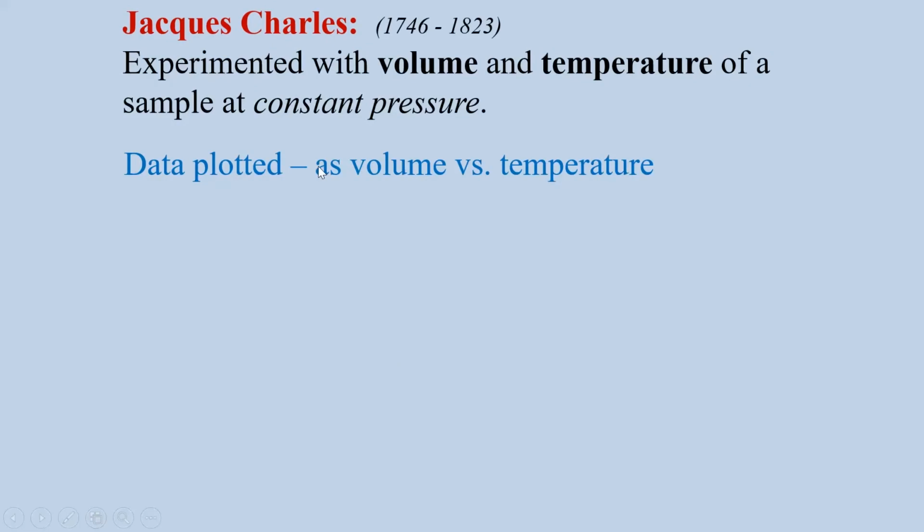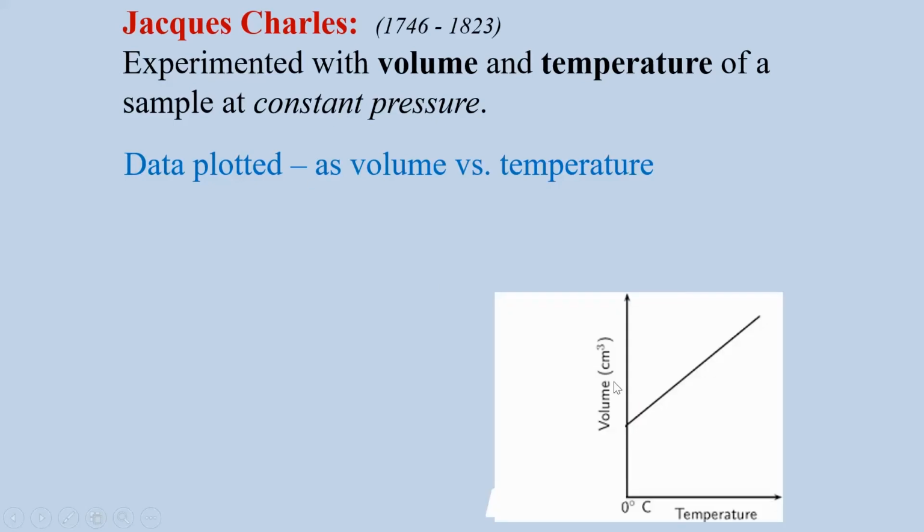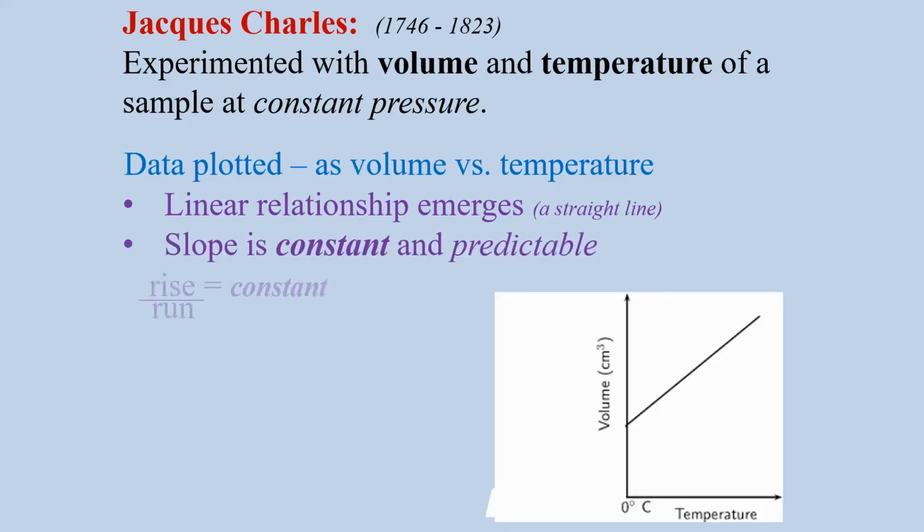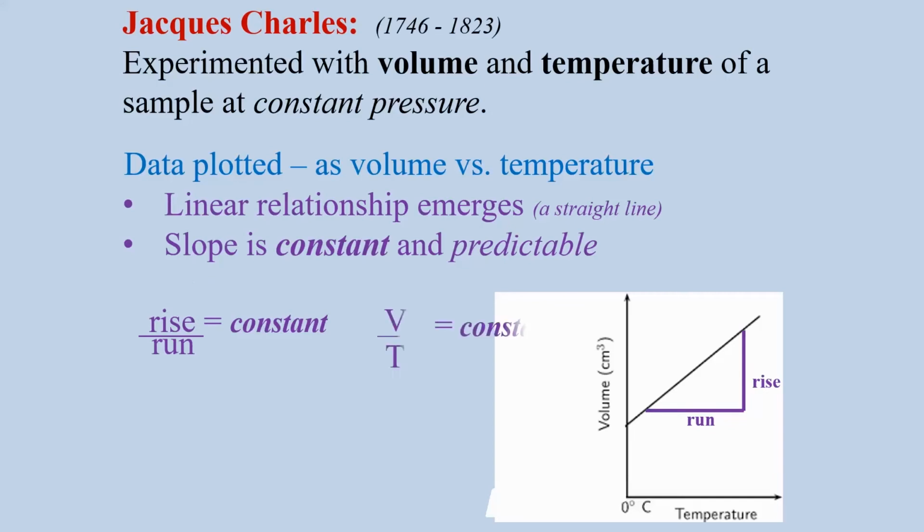Jacques Charles experimented with volume and temperature of a sample at constant pressure, and he plotted the data. And it was just a nice straight line. Remember how back in Boyle's Law we had to do the whole inverse thing? Here it's not inverse. As temperature goes up, so does volume. So a linear relationship emerges. Slope is constant and predictable, and we have a constant rise over run and a constant volume over temperature ratio. Excuse my V, I'm still locked into doing motion units. But yes, we have a constant volume and temperature relationship here.